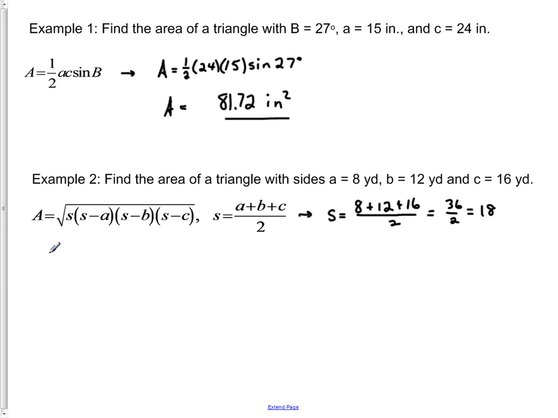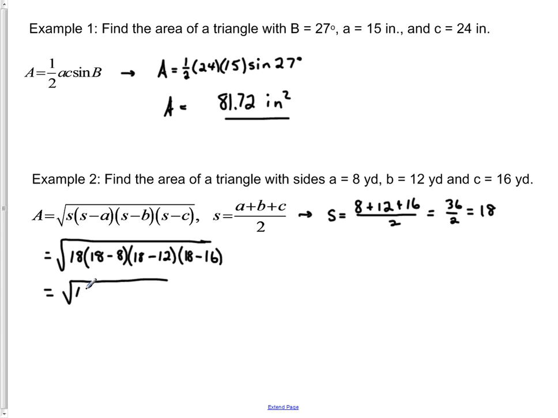So, according to Heron's formula, we're going to take the square root of the number that we get by taking the product of 18 times 18 minus side a, which is 8, times the semi-perimeter 18 minus 12, which is side b, times 18, the semi-perimeter, minus 16, which is side c. So if we simplify that down just a little bit to make our work easier, we'll be taking the square root of 18 times 10 times 6 times 4.